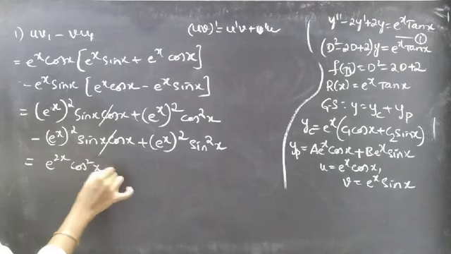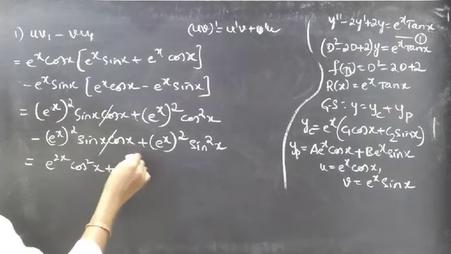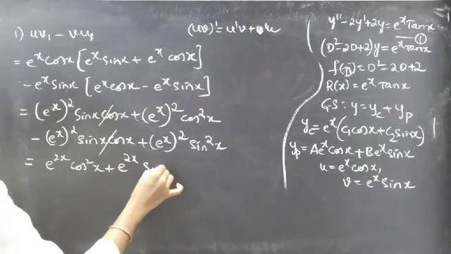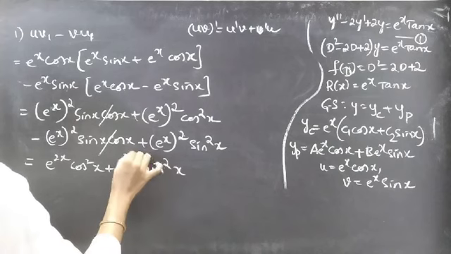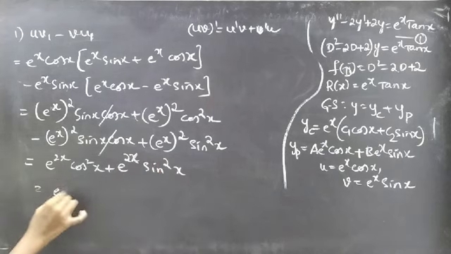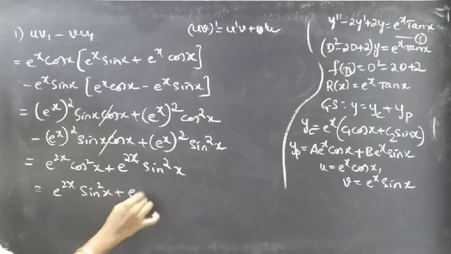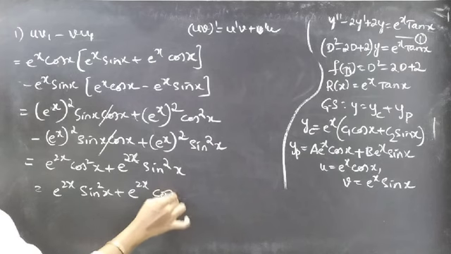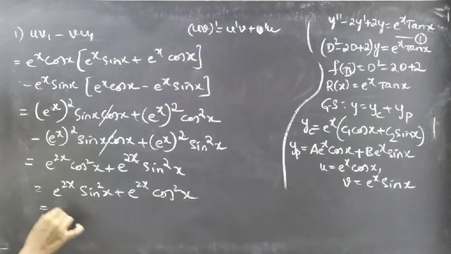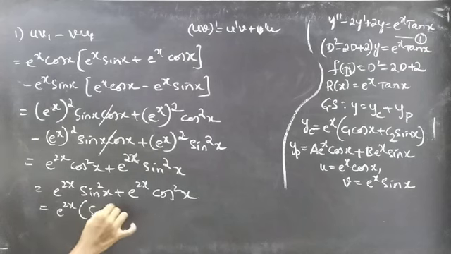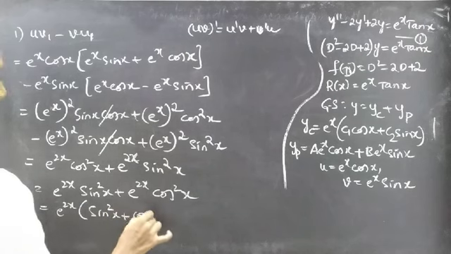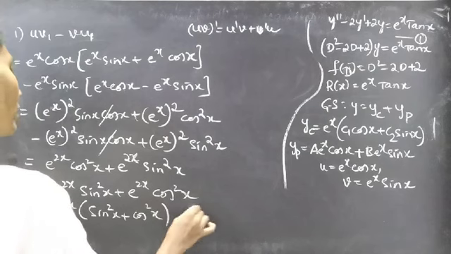into cos square x plus e power x whole square, which is e power 2x, into sin square x, or we can write it as e power 2x sin square x plus e power 2x cos square x. Now take e power 2x common from the two terms, we'll get e power 2x times sin square x plus cos square x, since we know that sin square theta plus cos square theta equals 1.